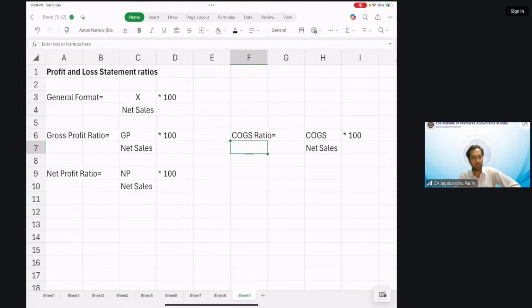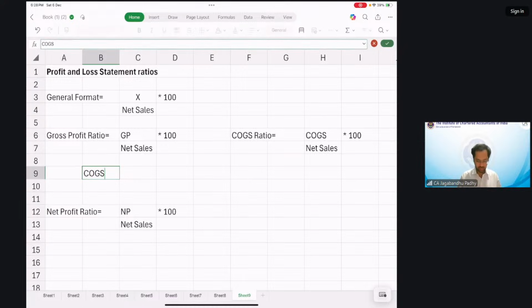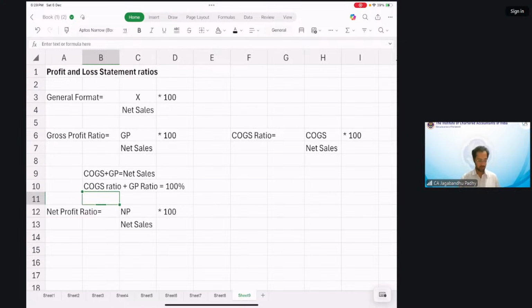Any sort of relation you can think of, guys? What will be the relation between gross profit ratio and the COGS ratio? Since we know that COGS plus gross profit is equal to net sales, it's quite obvious that COGS ratio plus GP ratio is equal to 100%. You'll always find this.